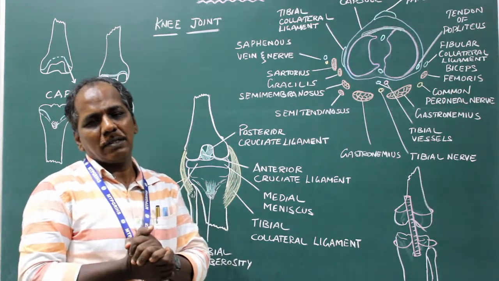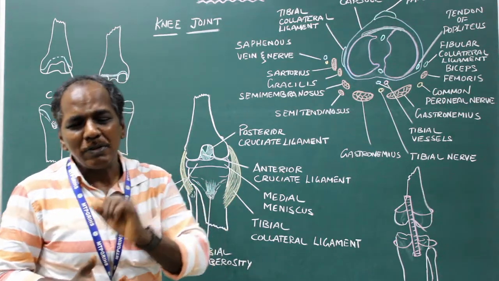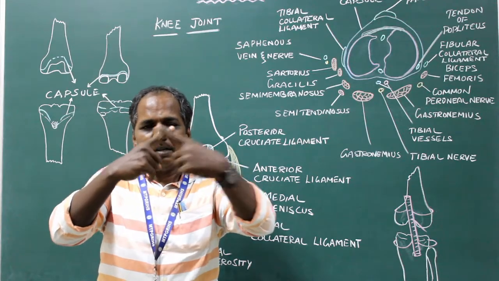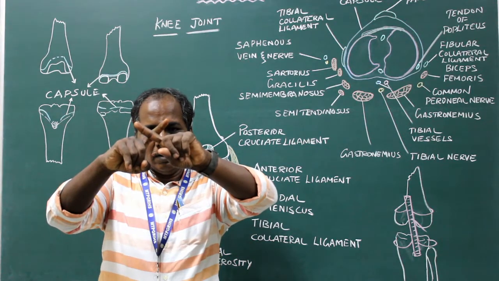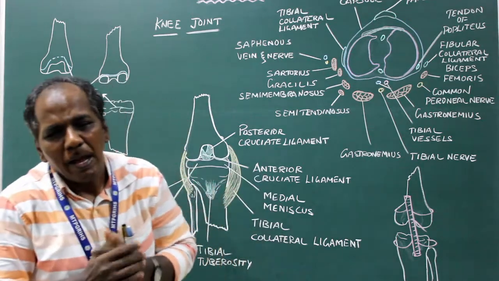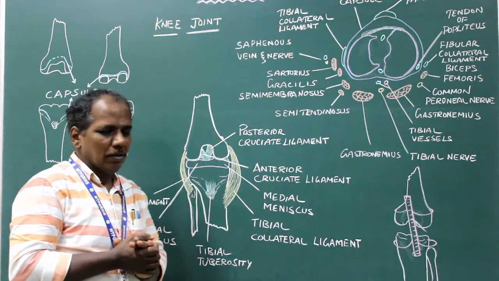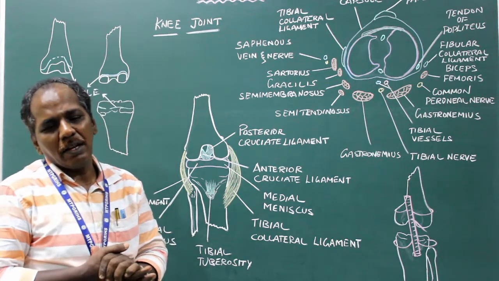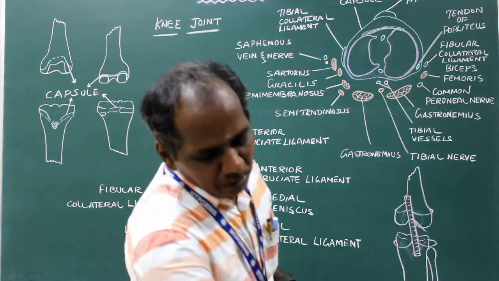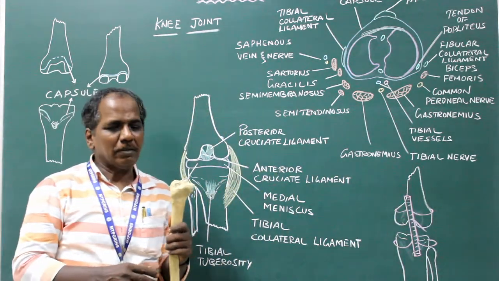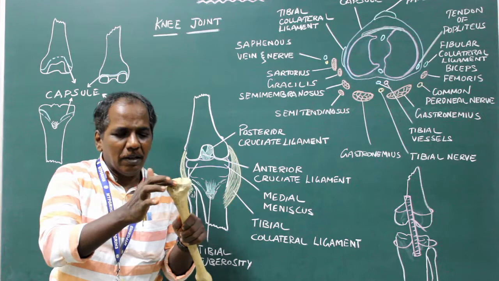Cruciate ligaments. There are two cruciate ligaments. Cruciate means crossing over, like this zigzag crossing over. So there is the anterior cruciate ligament and the posterior cruciate ligament. The anterior cruciate ligament, distally, is attached to the anterior part of the intercondylar area.